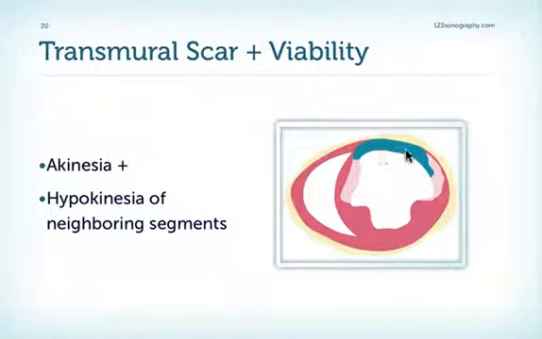Sometimes we have transmural scar, but there is still residual myocardial function in the neighboring or adjacent segments. So we have dead and viable segments in close proximity to each other. In this case, we see akinesia and hypokinesia of the neighboring segments.